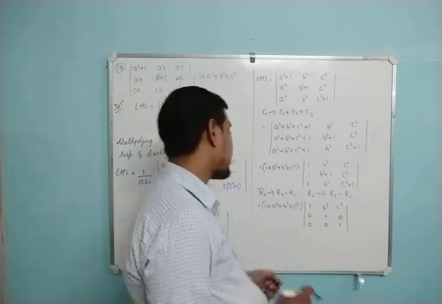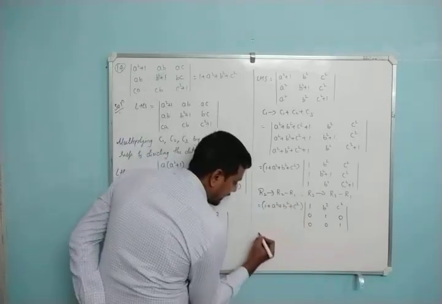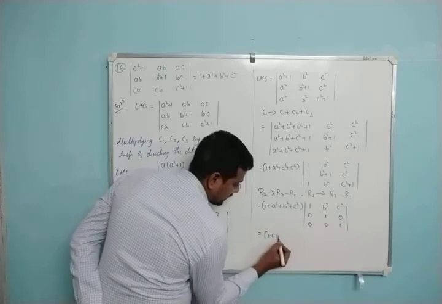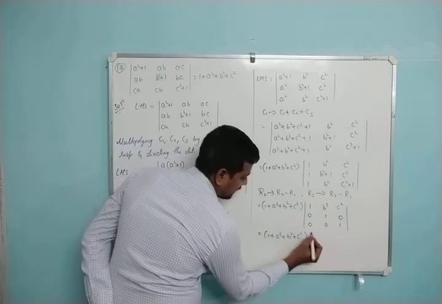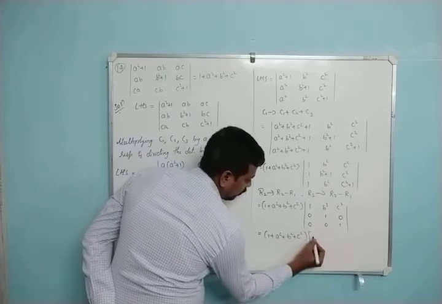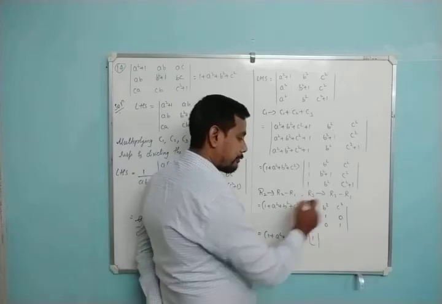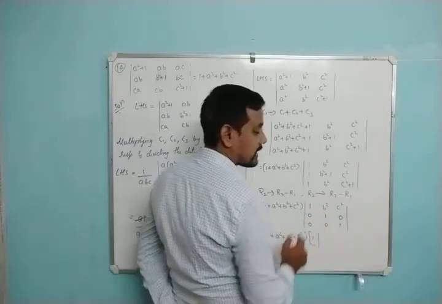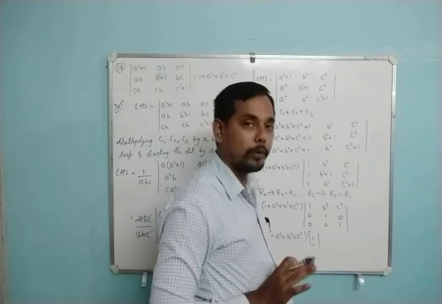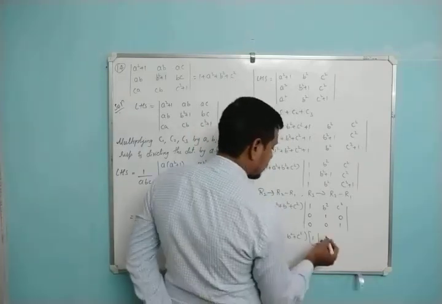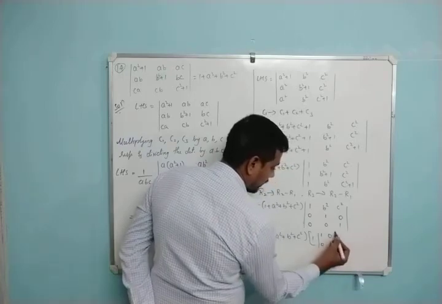So now expanding it through the first column. So what will I get? 1 plus a square plus b square plus c square into 1. The first element in the first column is 1. So leaving the first row and first column, because 1 is contained in the first row and first column, leave that row and column. So what remains? 1, 0, 0, 1.